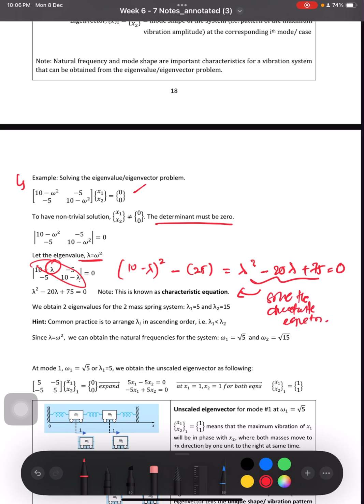Okay, when you solve the characteristic equation, this is the power of 2, so you will get two solutions, lambda 1 and lambda 2. When you solve it, you will get lambda 1 equivalent to 5 and lambda 2 equivalent to 15. This is what we call the eigenvalue of the two mass spring.